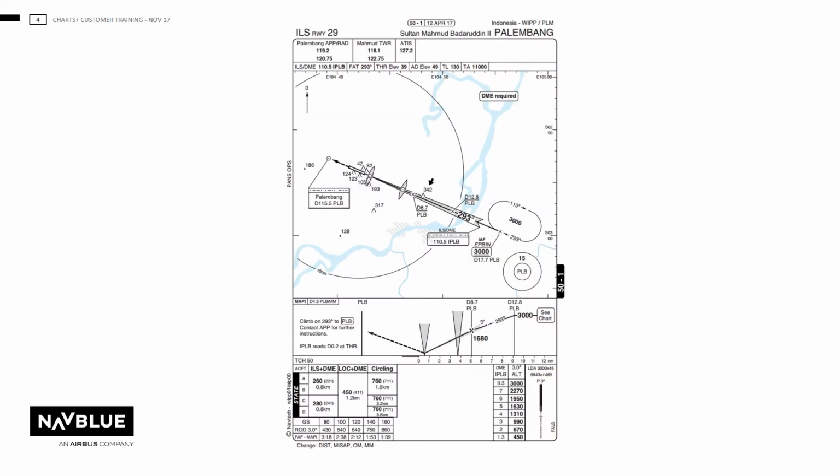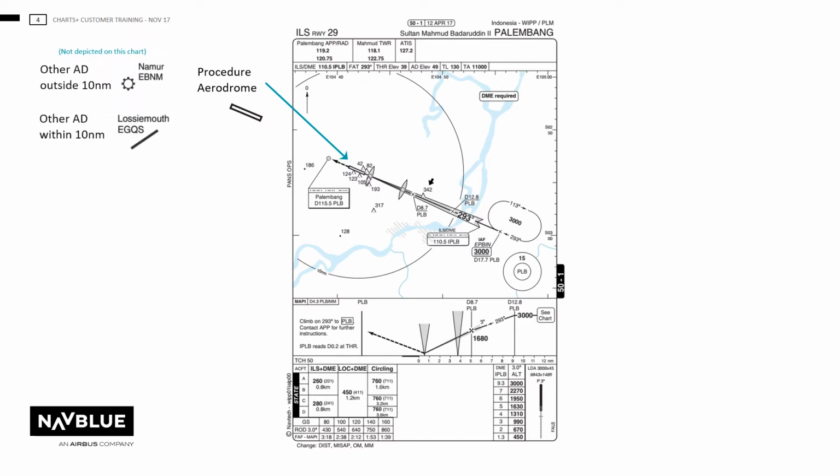We will now look at the different symbols and how NavBlue present them on the IAC chart. The procedure airdrome with the correct runway alignment. Airdromes outside the 10 nautical mile circle will be shown as a cog with a name and ICAO code. Airdromes within will be shown with the runway alignment, name and ICAO code.